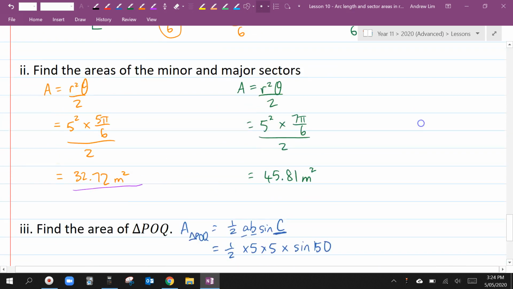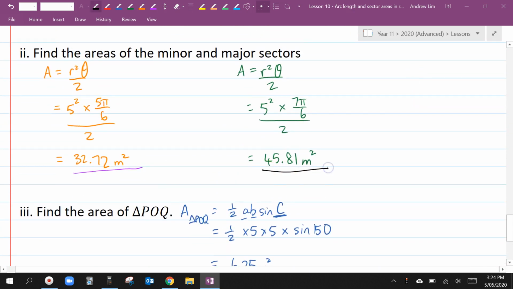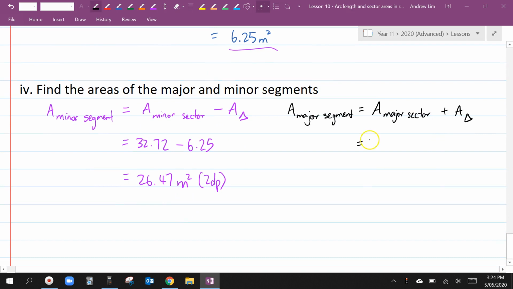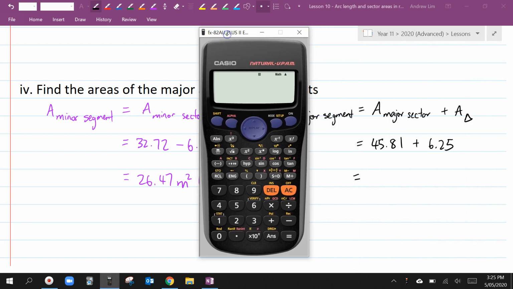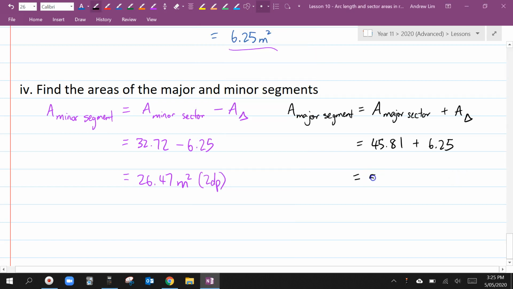The area of the major sector is 45.81. Area of the triangle is 6.25. Put that in the calculator. 52.06 square meters, and that's to 2 dp. Alright, and that's it for this video.